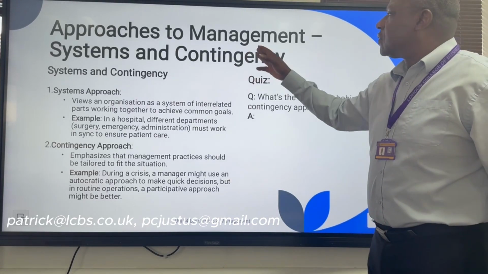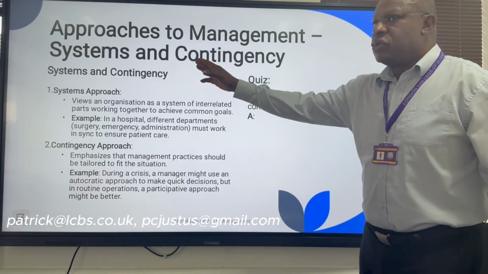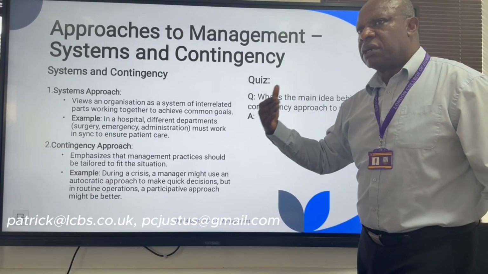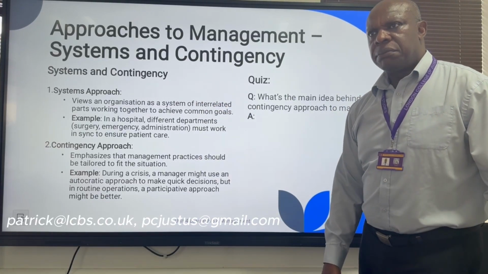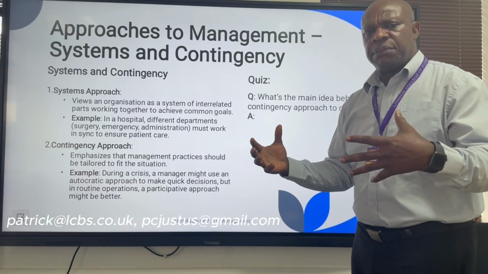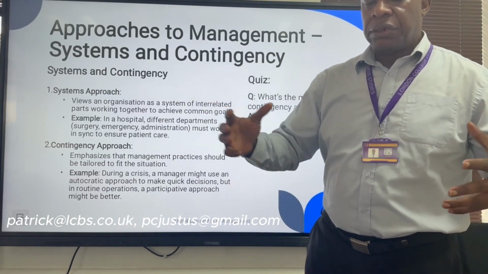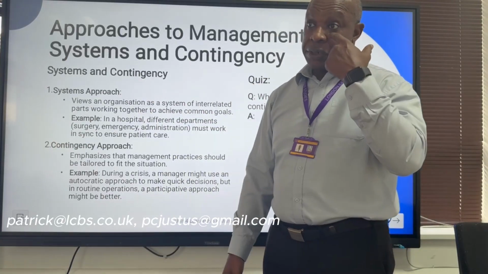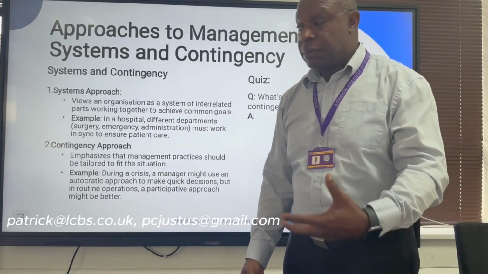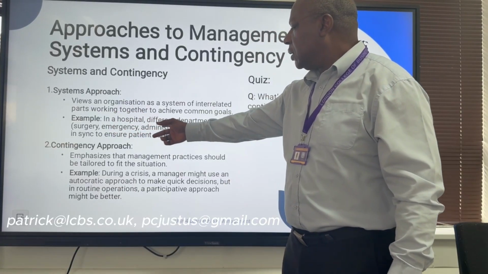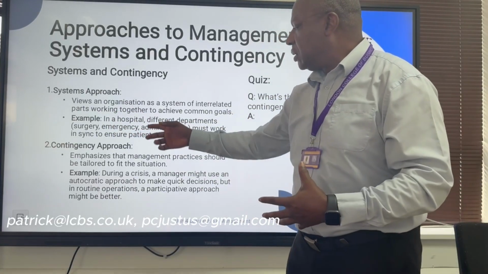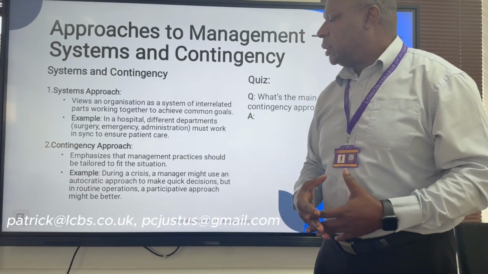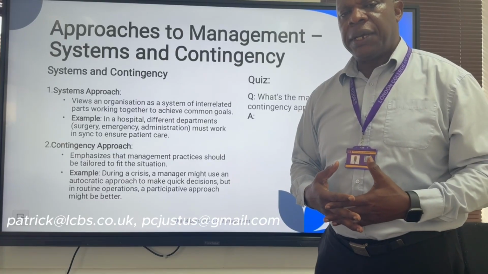So besides these approaches to management, there are two other main ways we can look at it: system and contingency. System, as you understand, what is a system? It's a process that has several stages that need to come together to create a whole. So if you imagine healthcare, for example in a hospital, different departments like surgery, emergency, and administration must work together in synchrony to ensure patient care. All right?